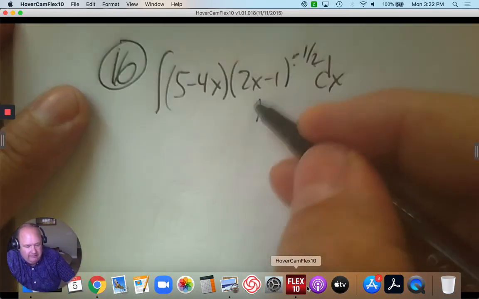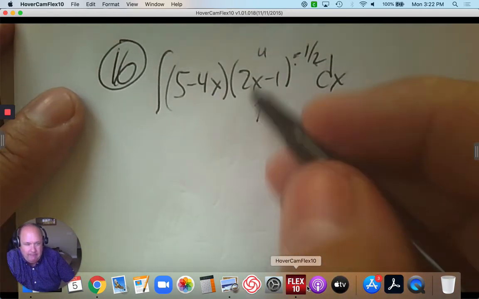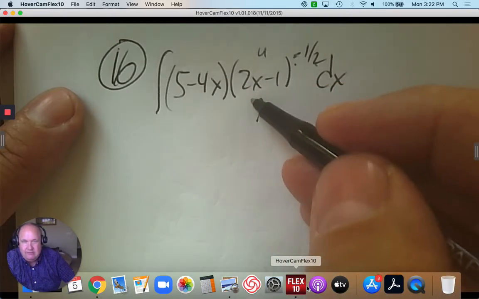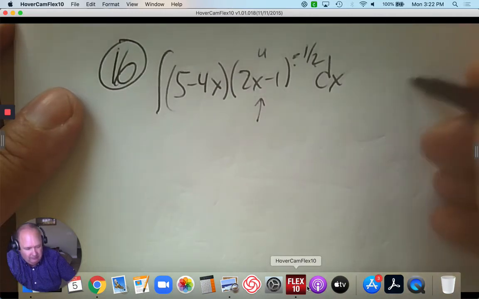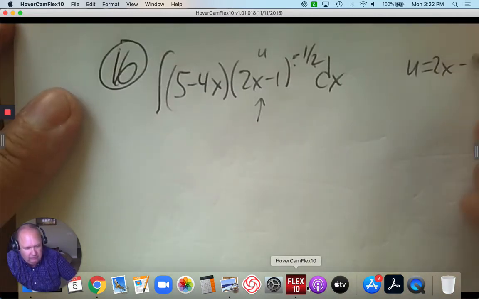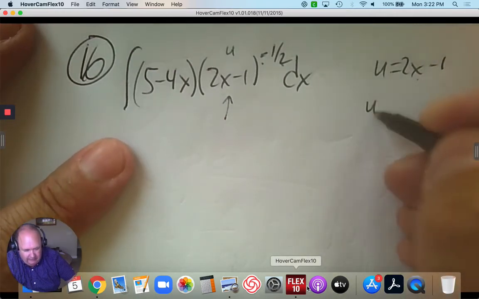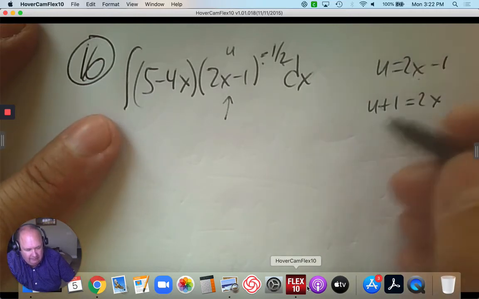Notice that if I take the derivative, so if this is u and u prime, I couldn't do it, because the degrees match, and when I take the derivative, they won't be like terms. So now what do I do? So let u equal 2x subtract 1. Solve for x. So I'm going to add 1 and then divide everything by 2.